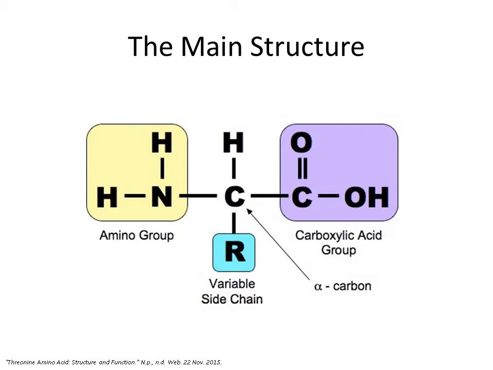Looking at the main chain of an amino acid, we have our amino group, which has a pK of 10, and our carboxylic acid group that has a pK of 2. Depending on the pH of the solution, the amino group or the carboxylic acid group can be protonated or deprotonated.